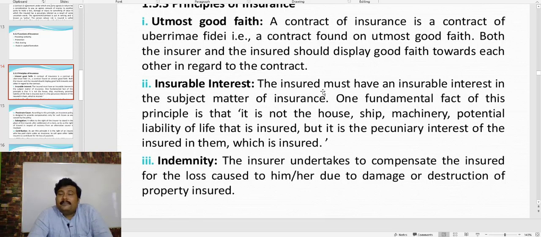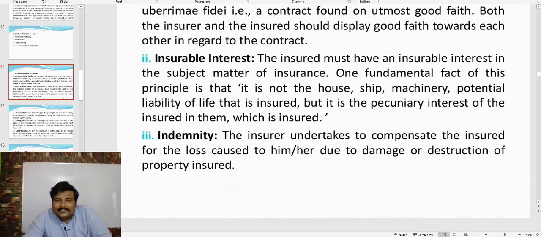Indemnity is simply not making a profit. The principle of insurance says that insurance is not made for profit. Insurance is bringing you back to the position where you were before the loss.